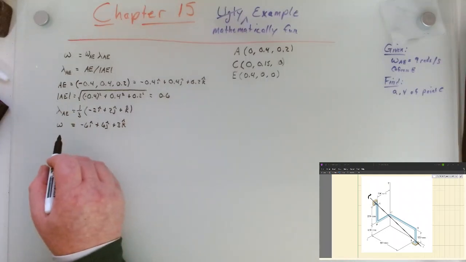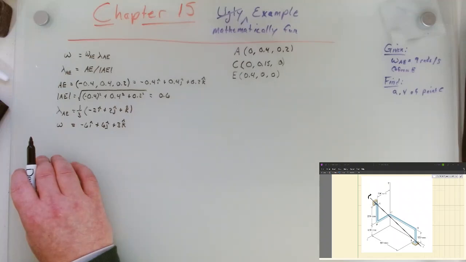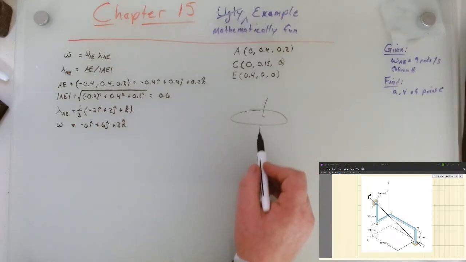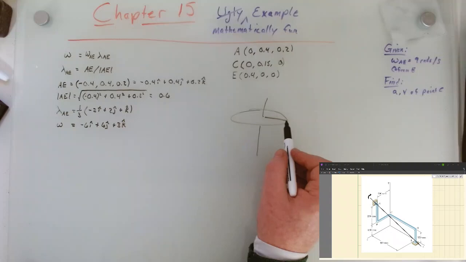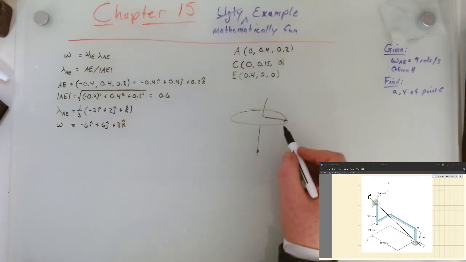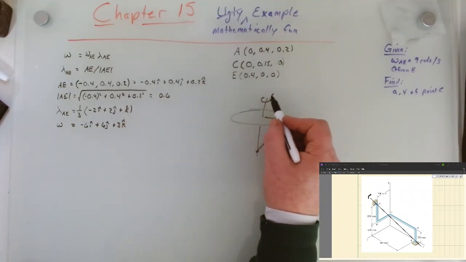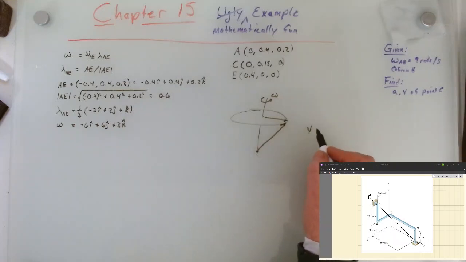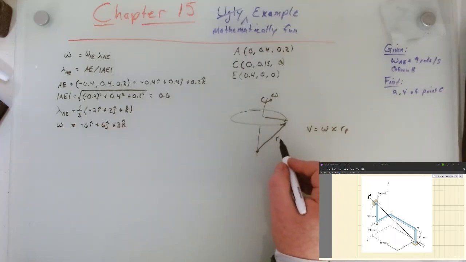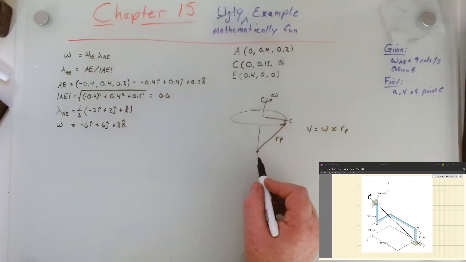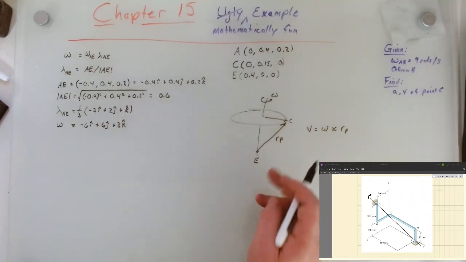Alright, okay, so now what? Well, recall from the last video that when we want to calculate this, we need this RP right here, where omega is going around like this, and we find V equals omega cross RP, where this was RP. So now we need RCE. So this would be point C, and this is point E.